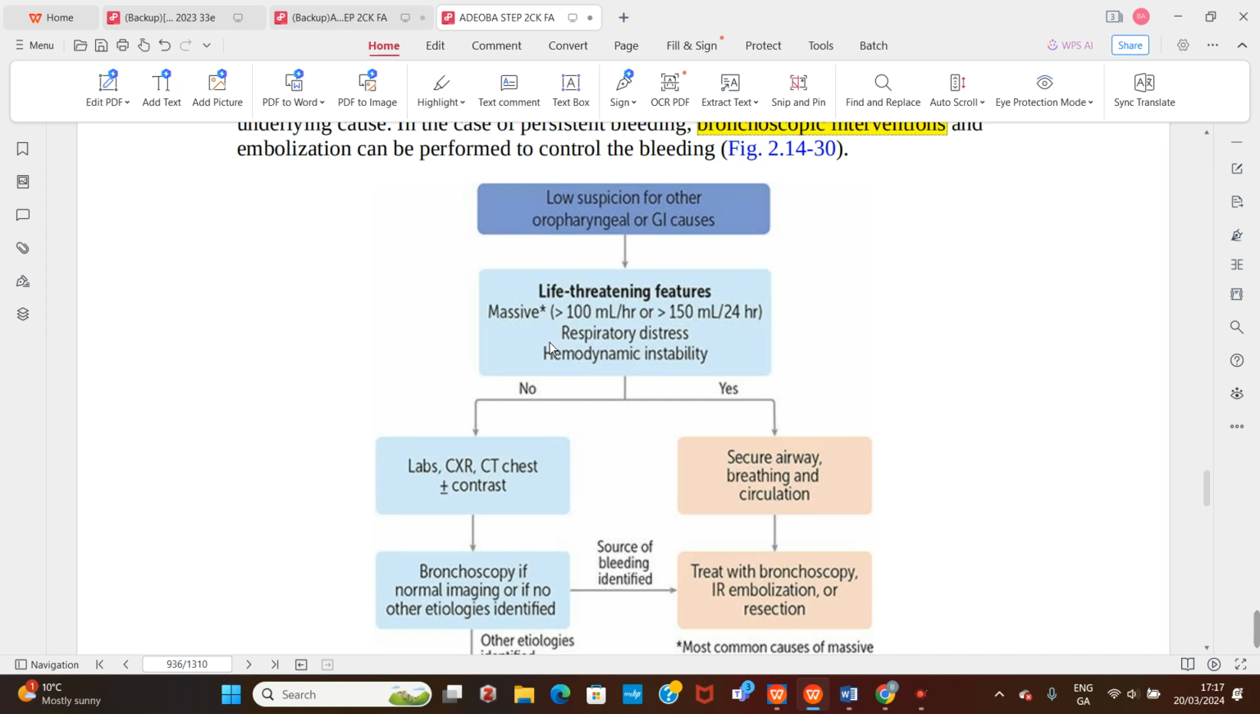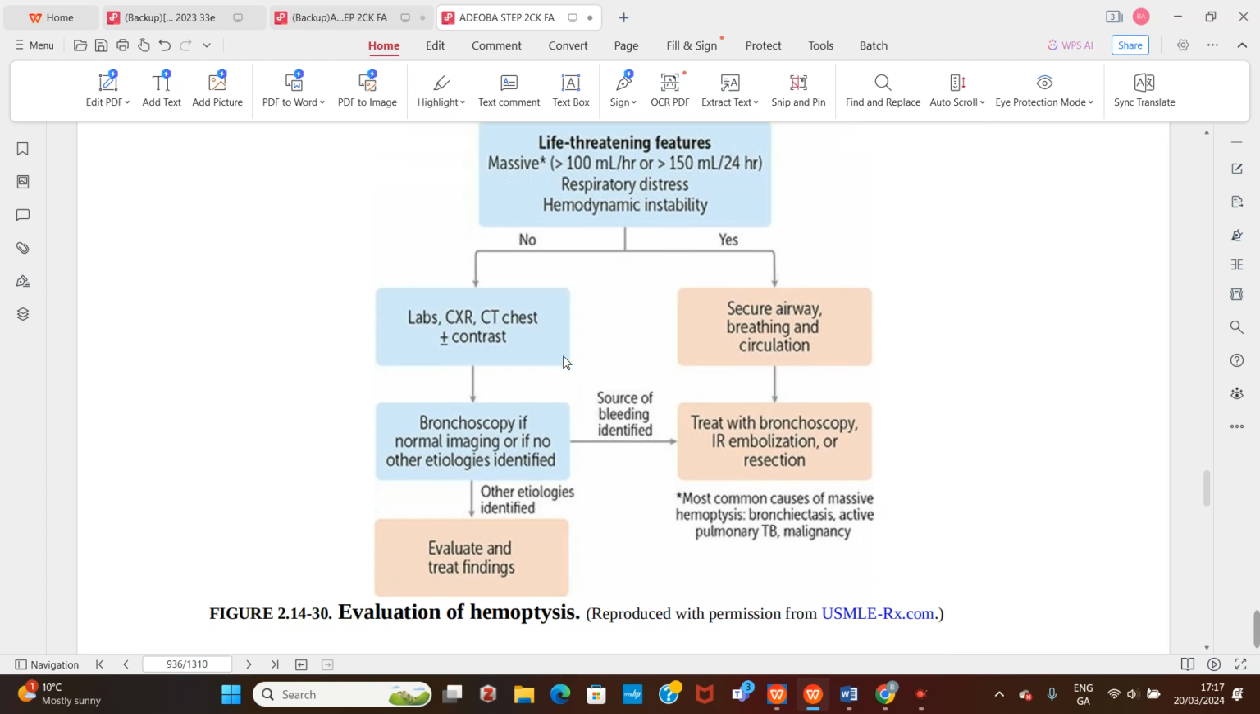Sorry, Doc. I'm trying to understand, is what you showed the same thing as this algorithm, or maybe with more details?